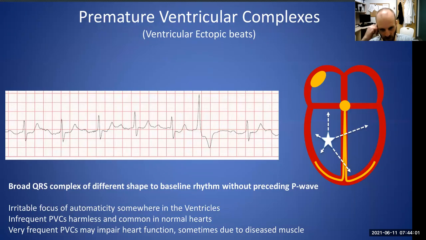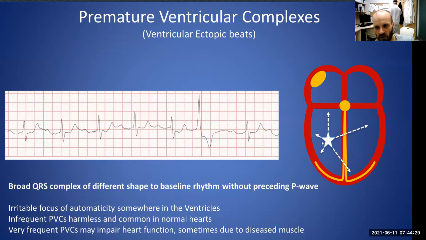Okay, the final thing we're going to talk about, these premature ventricular complexes. Now, these are pretty important because these are the sort of thing that you will see when you're interpreting ECGs. So here we've got a generally regular baseline rate, PQRST, but here, these beats are nice and narrow, but here we've got a big fat QRS complex that looks completely different to the other ones. This is what's called a premature ventricular complex, or a ventricular ectopic beat is the other name for it.